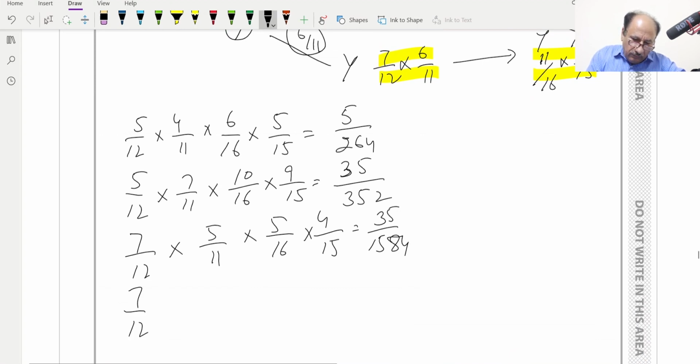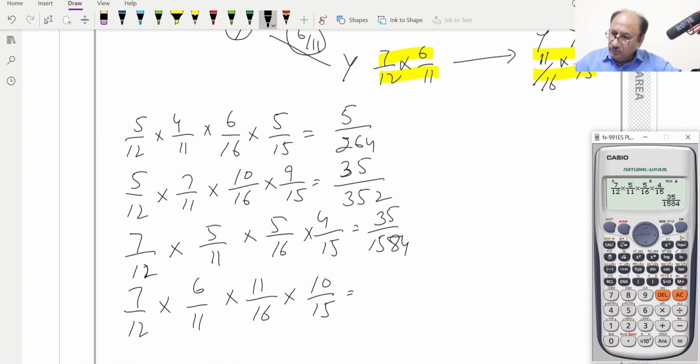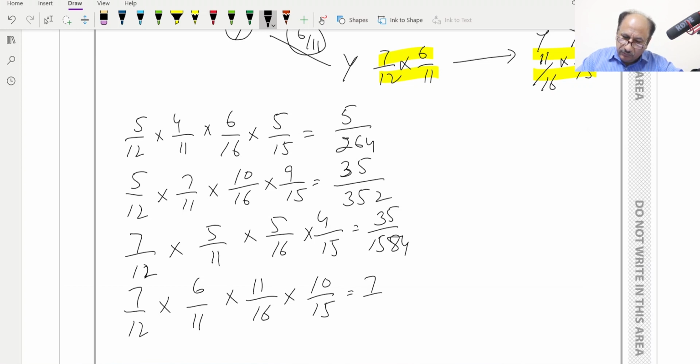And the last one, we will be multiplying this probability by this one, and we will get over here 7 over 12 multiply by 6 over 11 multiply by 11 over 16 and multiply by 10 over 15, and this will be equal to 7 divided by 12, multiplied by 6 over 11 and multiplied by 11 over 16, and the final one is 10 over 15, and this is resulting to 7 over 48.